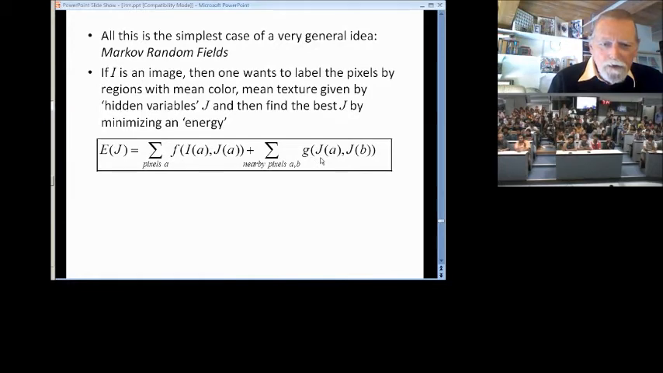And now you see this is what you would call the prior. If we take e to the minus the energy, this is going to be the prior. This is the fact that you want the regions to be homogeneous. So nearby pixels should have similar values of J. G, you fix a G that's going to work for your database. And this is a very interesting learning problem. This is your imaging model. You say that J is affected by the actual image.